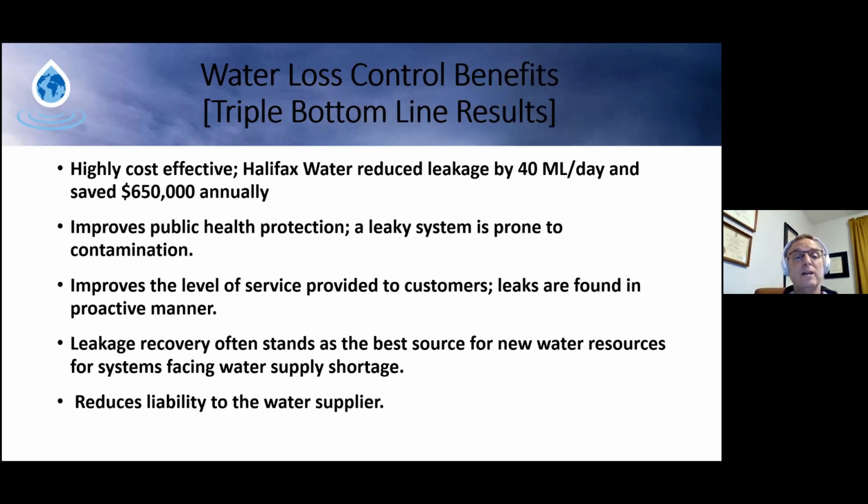The other thing to recognize is that water loss control improves public health protection, because a leaky system is prone to contamination. Every time you have leaks, you have the potential for negative pressure, you have potential for contaminants to get into your system. So if you control your leakage, you will do better in terms of providing safe drinking water. It does improve the level of service to your customers, because you find these leaks now in a proactive manner. I mentioned, of course, a lot of times you don't have to go out in a panic to go out and shut down the leak in a hurry.